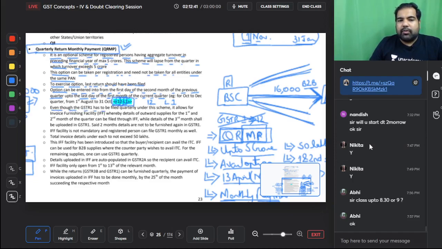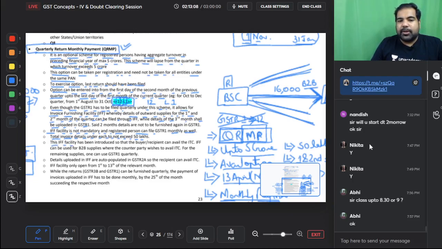Even though GSTR1 has to be filed quarterly under the scheme, it allows for an invoice furnishing facility (IFF), whereby details of the outward supply for the first and second month can be filed through IFF, while details of the third month can be uploaded in GSTR1. The IFF facility is not mandatory and a registered person can file GSTR1 monthly as well. So this is only an option, yes. Total invoice details under each should not exceed 50 lakhs.